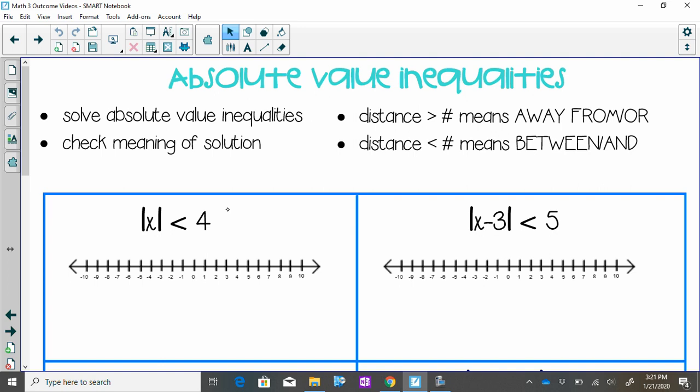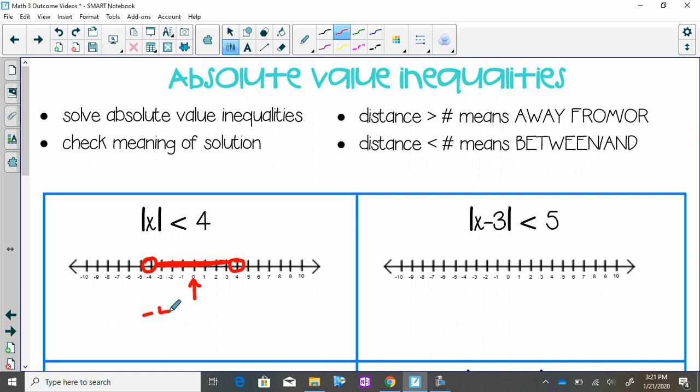Well, if the center is at 0, then the numbers that are 4 away from 0 would be both positive 4 and negative 4. I'm going to use open circles on these to indicate that it shouldn't be equal to 4, but it's a distance that's less than 4. So I can go within 4 to the right or within 4 to the left, but it would have to be any value between those two numbers. That would be any number that has a distance less than 4.